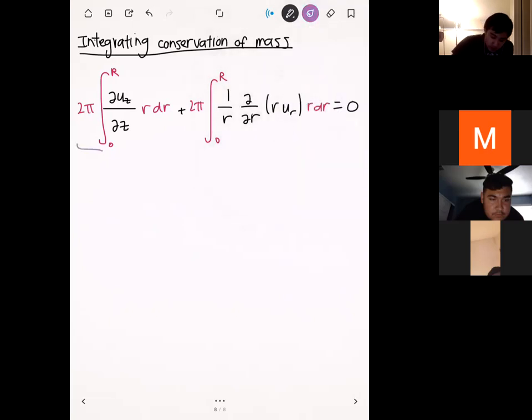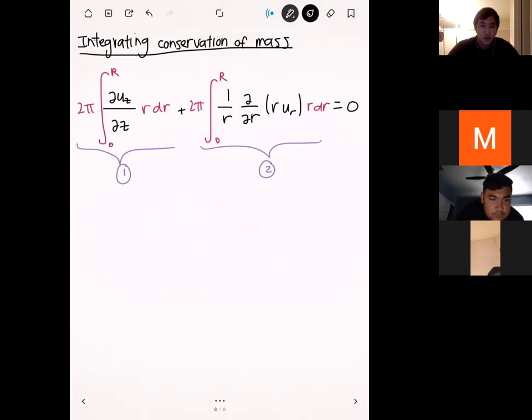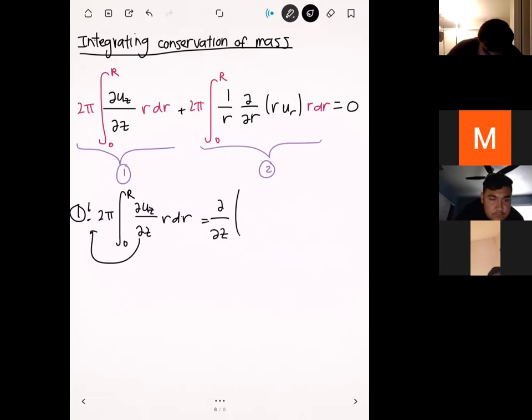Let me call this first integral integral 1, and the second integral, integral 2. Let's work on each of these one at a time, because if you do too much at once, it becomes more of a mess. So let's start with integral 1. We have 2 pi integral from 0 to R of partial uz partial z, r dr. To massage this, I'm going to take that partial derivative with respect to z and pull it out of the integral. From this, we have partial z of 2 pi integral from 0 to R of uz r dr.